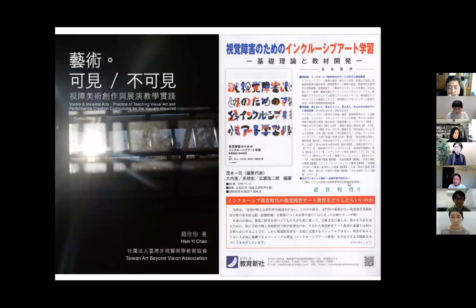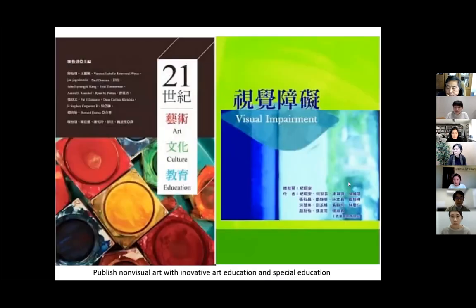So then here are the material books I try to publish. This one is from 2018. And the next one, I cooperated with a Japanese professor, and we just published it this month. So I try to promote the idea with different organizations and different disciplines. I also try to publish the idea of non-visual arts in the 21st century contemporary art education book. I also published in special education, like this one, on visual impairments.